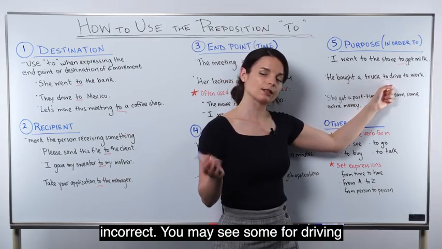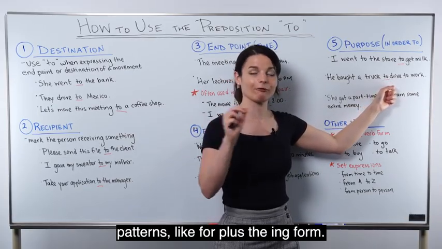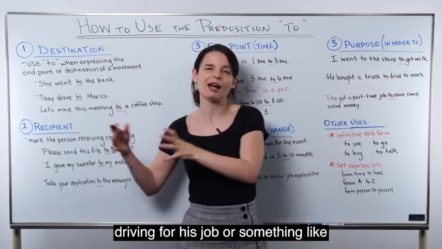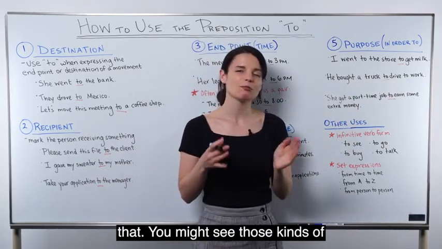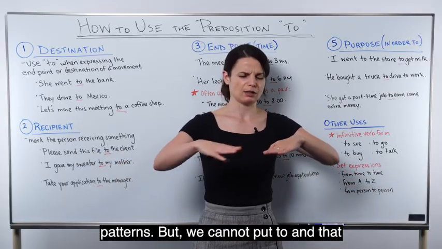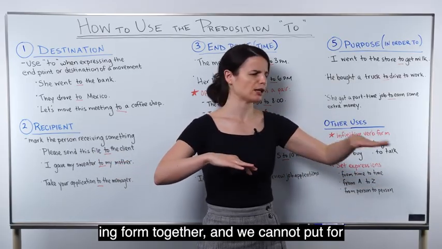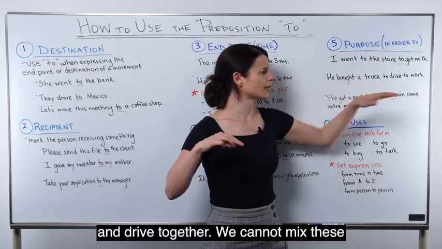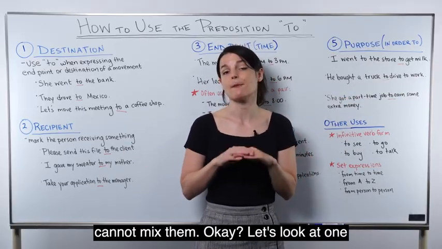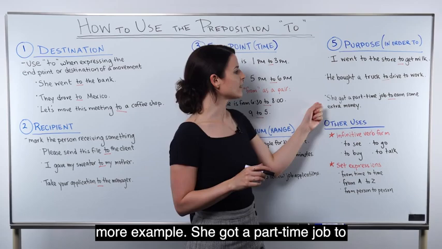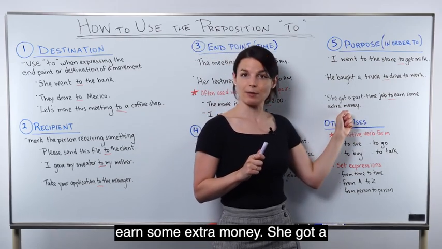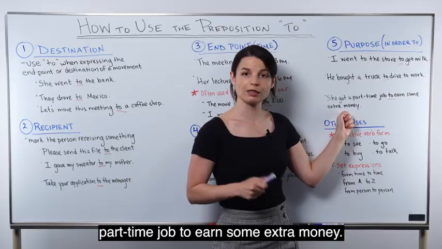You may see some for driving patterns, like for plus the ing form. You may see that he bought a truck for driving for his job or something like that. You might see those kinds of patterns, but we cannot put to and that ing form together, and we cannot put for and drive together. We cannot mix these two, to drive or for driving. Okay, let's look at one more example. She got a part-time job to earn some extra money.